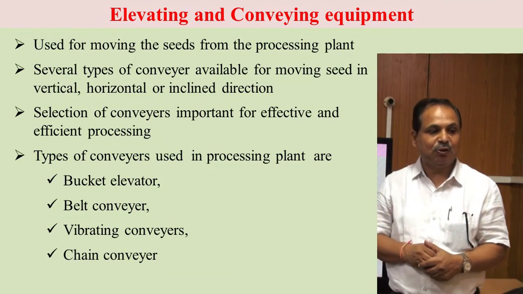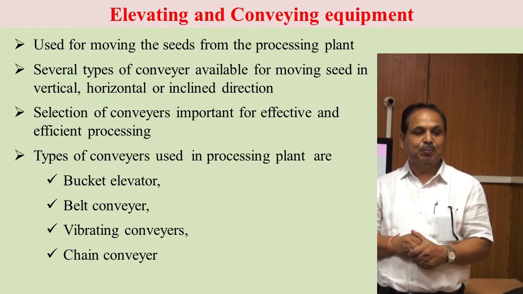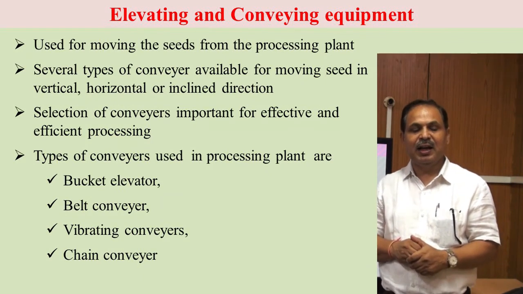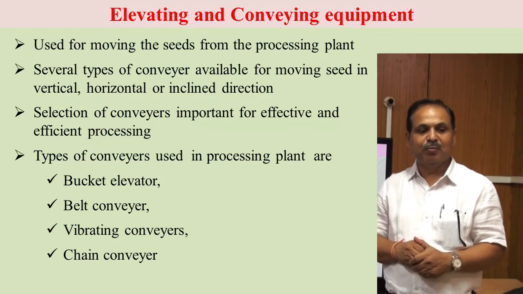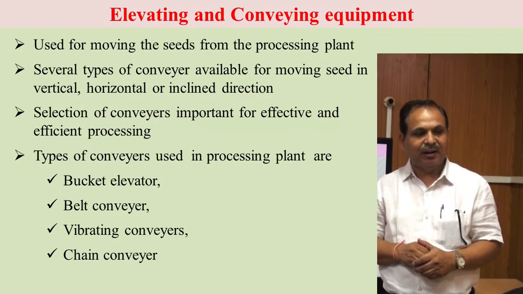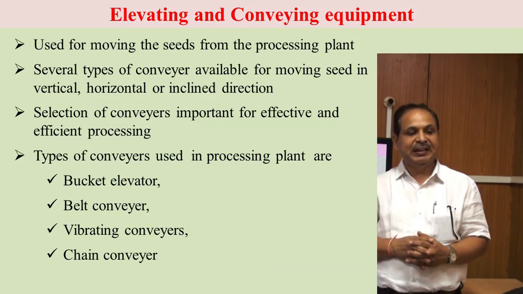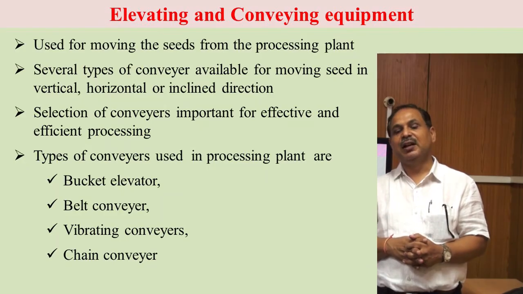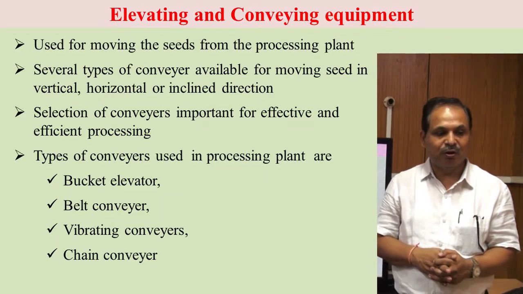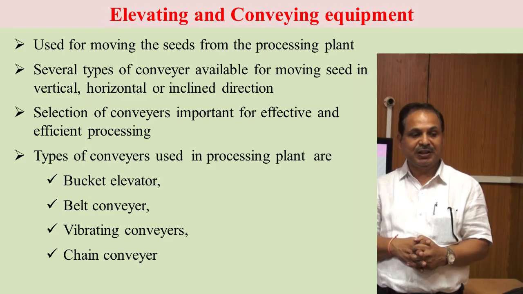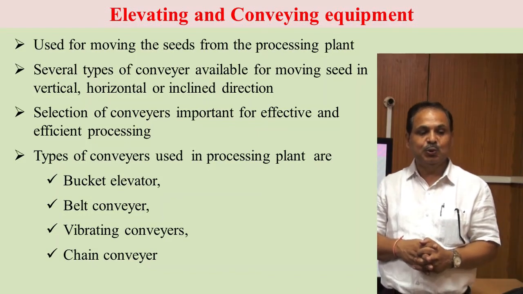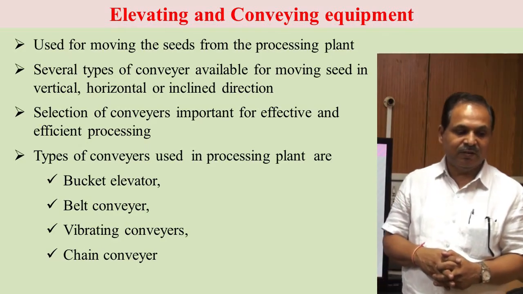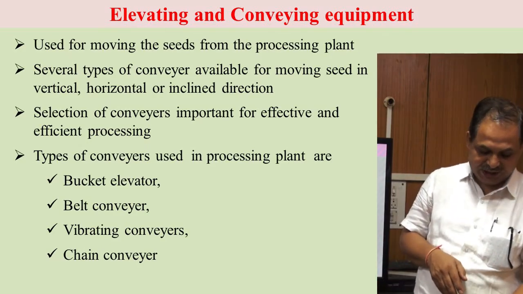Elevating and conveying equipment is used for moving the seeds from processing plants. It conveys the available seeds either in vertical, horizontal, or inclined directions. In this case, the selection of the conveyor is very important for effective and efficient processing. The types of conveyor generally used in processing plants are bucket elevator, belt conveyor, vibrating conveyors, and chain conveyors.